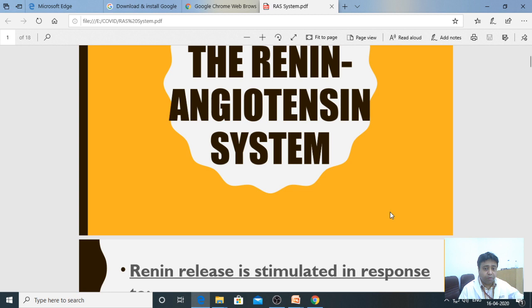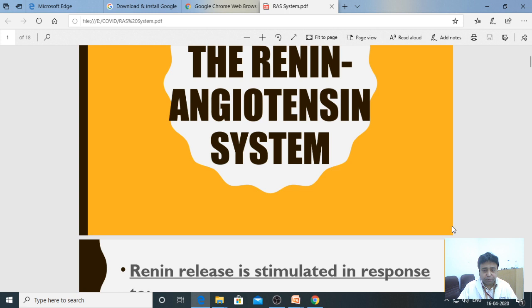We couldn't get enough time, and after this we are actually going to the feto-placental units, and hopefully I'm going to cover everything today. I'm going to be a little fast, so just post your feedback if things are not clear, and then we can again revisit those things. Okay, so this is the renin angiotensin system.